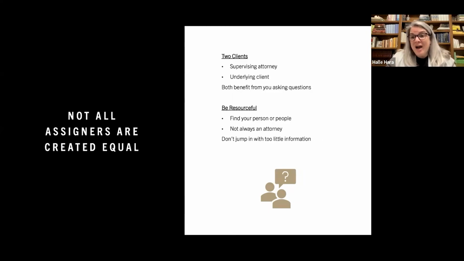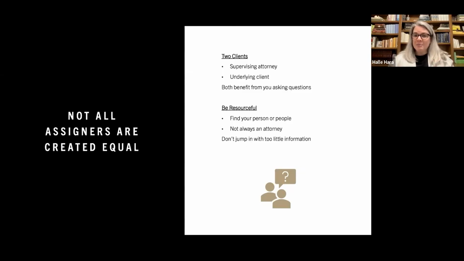And this person is not always an attorney. An example would be if you're working at the court. In federal court, our courtroom deputies are quite knowledgeable about the ins and outs of our daily practice. And so you might go to the courtroom deputy and say, oh, the judge left me this. I'm not sure what she meant by this. Can you clarify it for me?